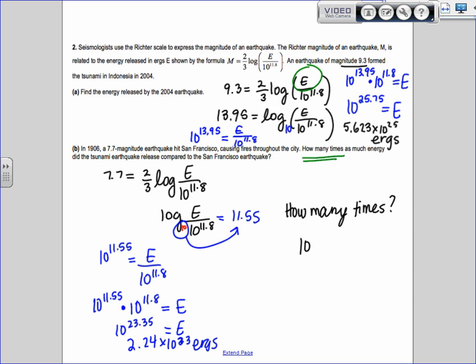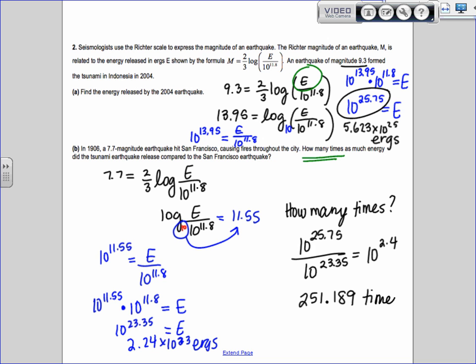So I'm going to take my 10 to the 25.75, and I'm going to divide by my 10 to the 23.35. I could subtract my powers. When I do, I get 10 to the 2.4. If you find 10 raised to the 2.4, it's 251.189 times. So not twice as much energy, not even 50 times as much. It was 250 times as destructive as the San Francisco earthquake.